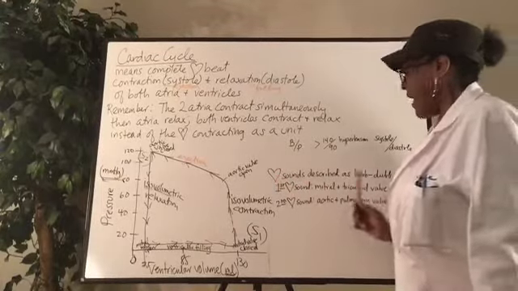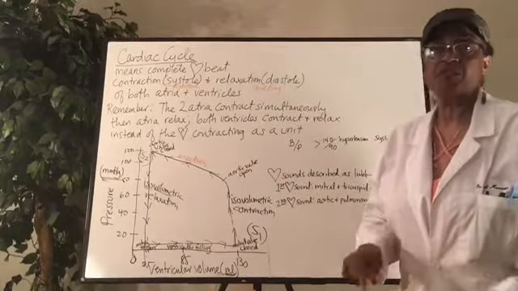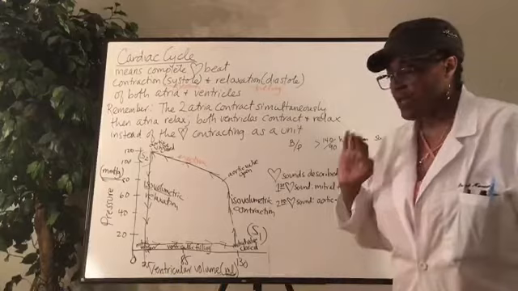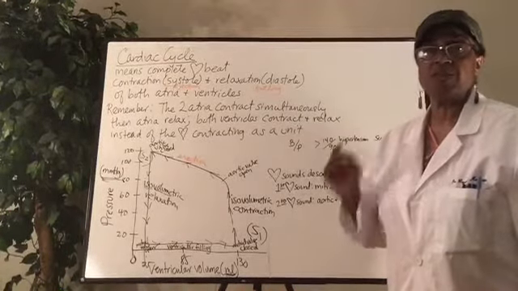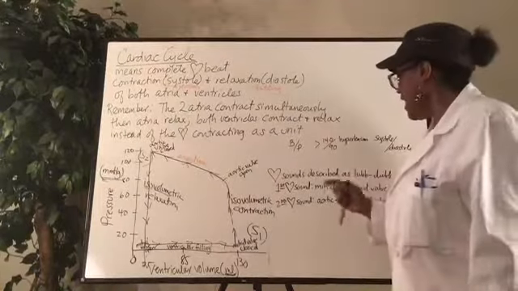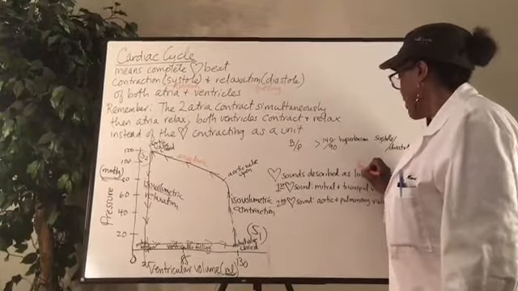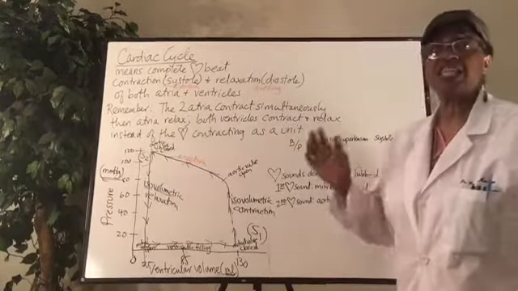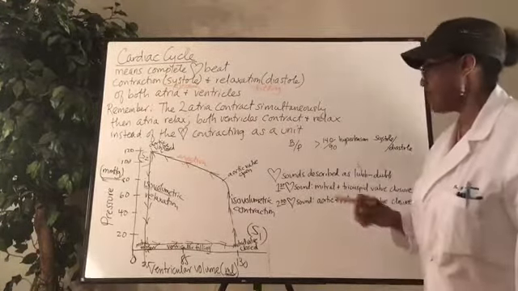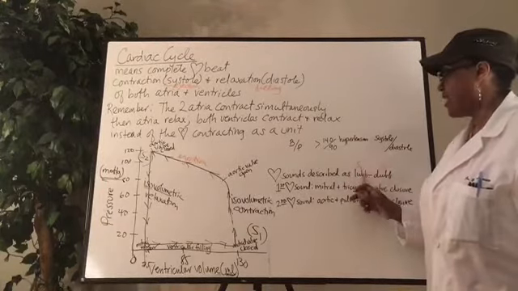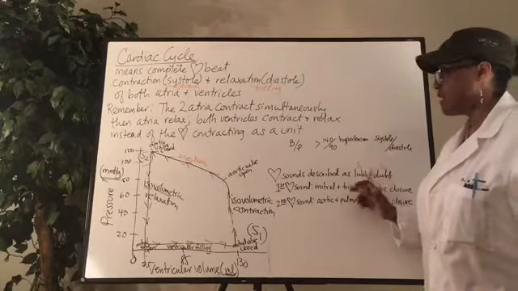Heart sounds are described as lub-dub. So when we are listening to the heart through the stethoscope, it's lub-dub, lub-dub. The lub is S1. That's the first sound. The dub is S2. That's the second sound.